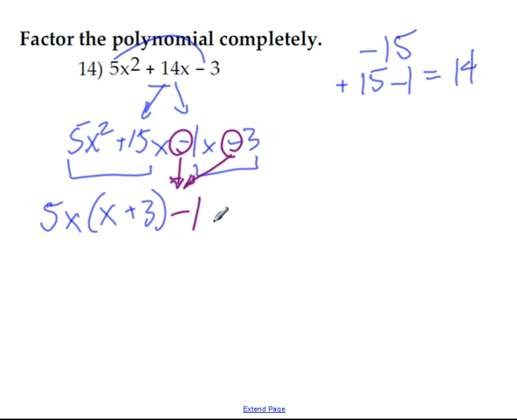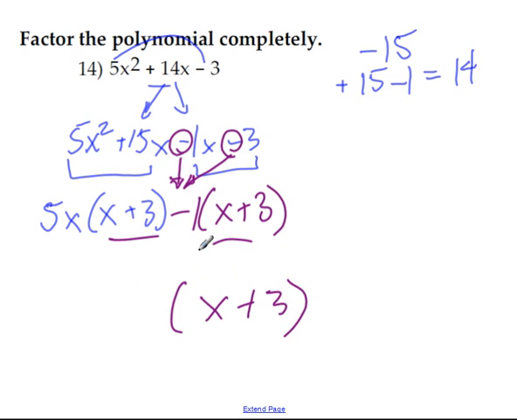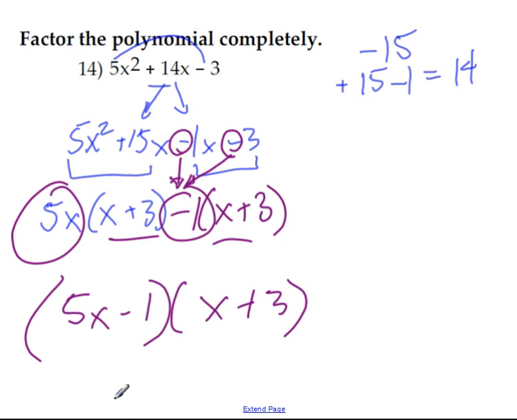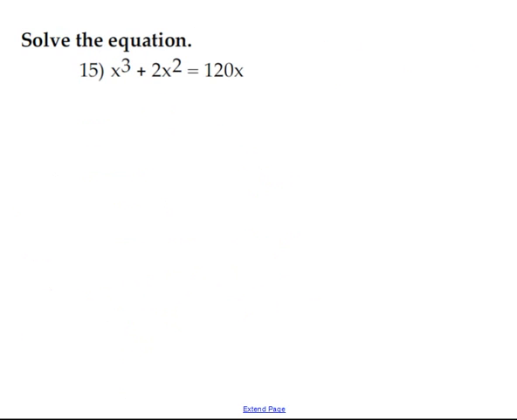1 and 3 got nothing in common but a 1. And then that turns this into plus because the negative sign got pulled out. X plus 3 they have in common. And then 5x minus 1 is going to be my other factor. Dunzo. That's all you got to do. AC method. By now it should feel pretty easy, but who knows.